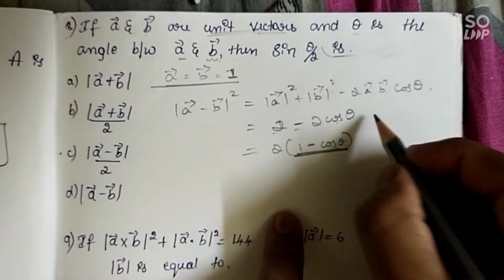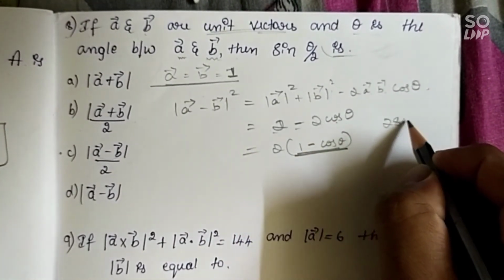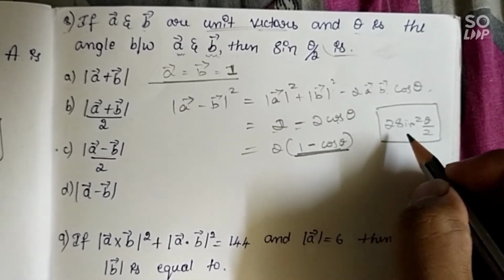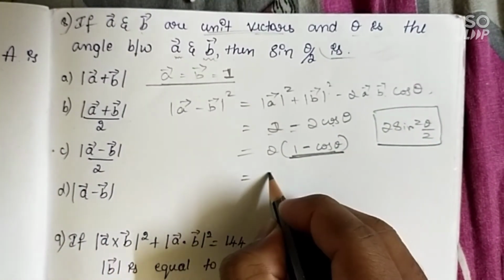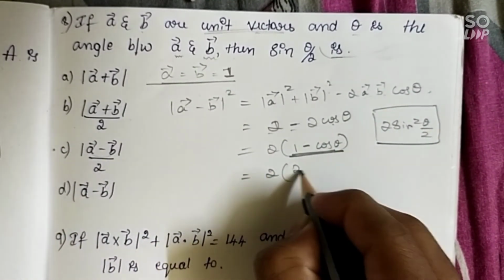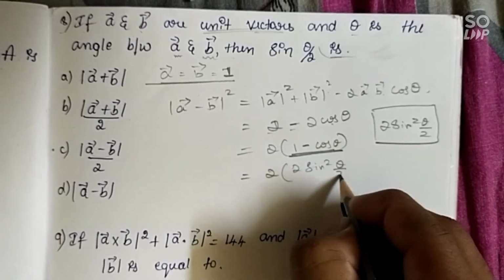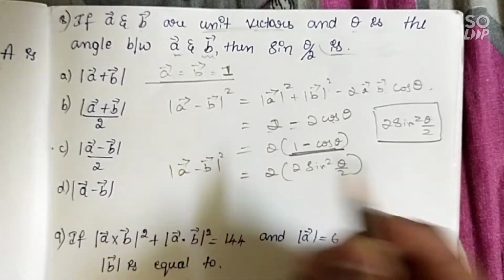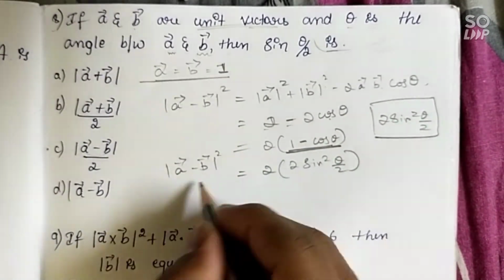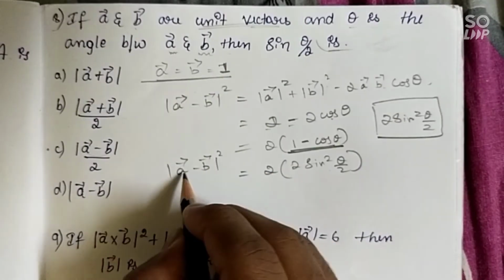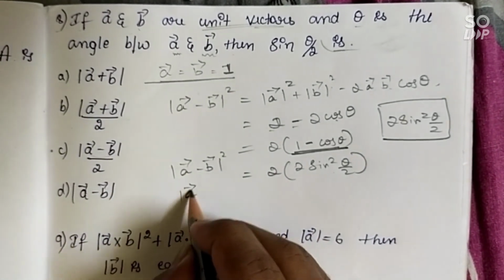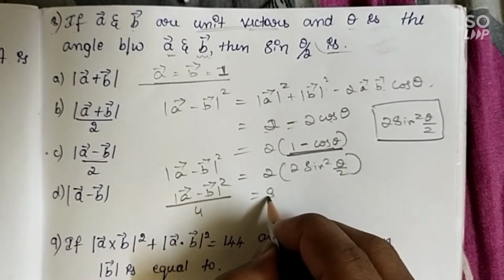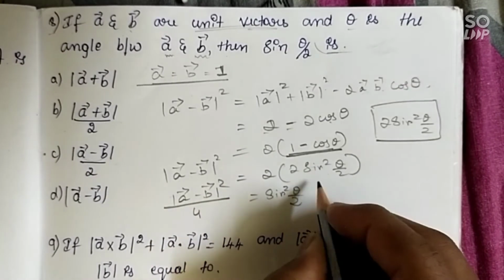For 1 minus cos theta, we know that it is 2 sine square theta by 2. This is a trigonometric formula. We should learn this by heart. So 2 into 2 sine square theta by 2 is equal to magnitude of vector A minus vector B whole square. Now 2 2 is a 4. Now send this 4 to the denominator of the left hand side. So magnitude of vector A minus vector B whole square by 4 is equal to sine square theta by 2.